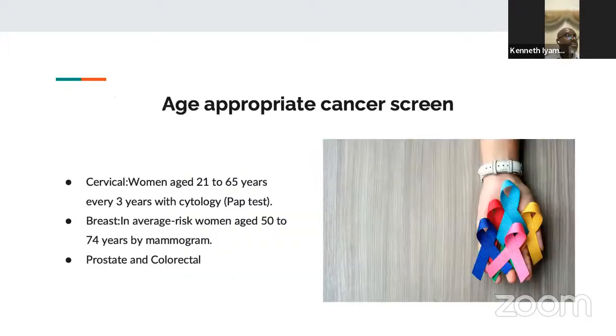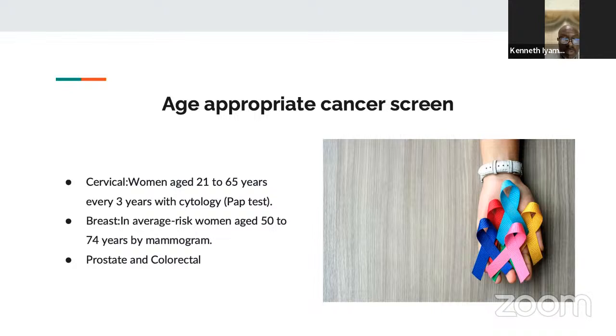Next slide, please. All right, age-appropriate cancer screening: women, cervical cancer, breast cancer. Let's go to prostate and colorectal cancer. I was told to put a little more emphasis on these cancers. For prostate cancer, the screening modalities are really controversial. The prostate gland is only present in males.